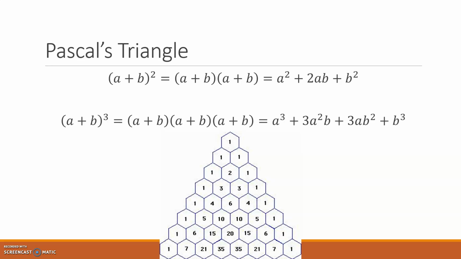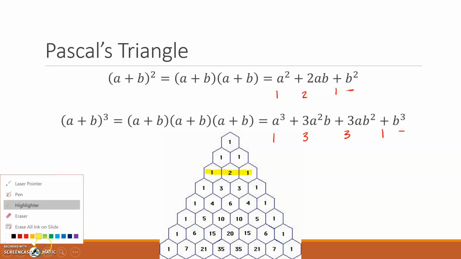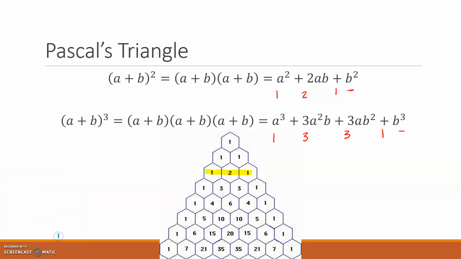Well, this guy named Pascal came up with this triangle that helps us, because look at the coefficients of this. The coefficients here are 1, 2, 1. And the coefficients here are 1, 3, 3, 1. Look at your triangle that's here and tell me if you see anything interesting about the coefficients. Maybe you noticed that 1, 2, 1 is this row right here. And maybe you noticed that 1, 3, 3, 1 is this row right here.